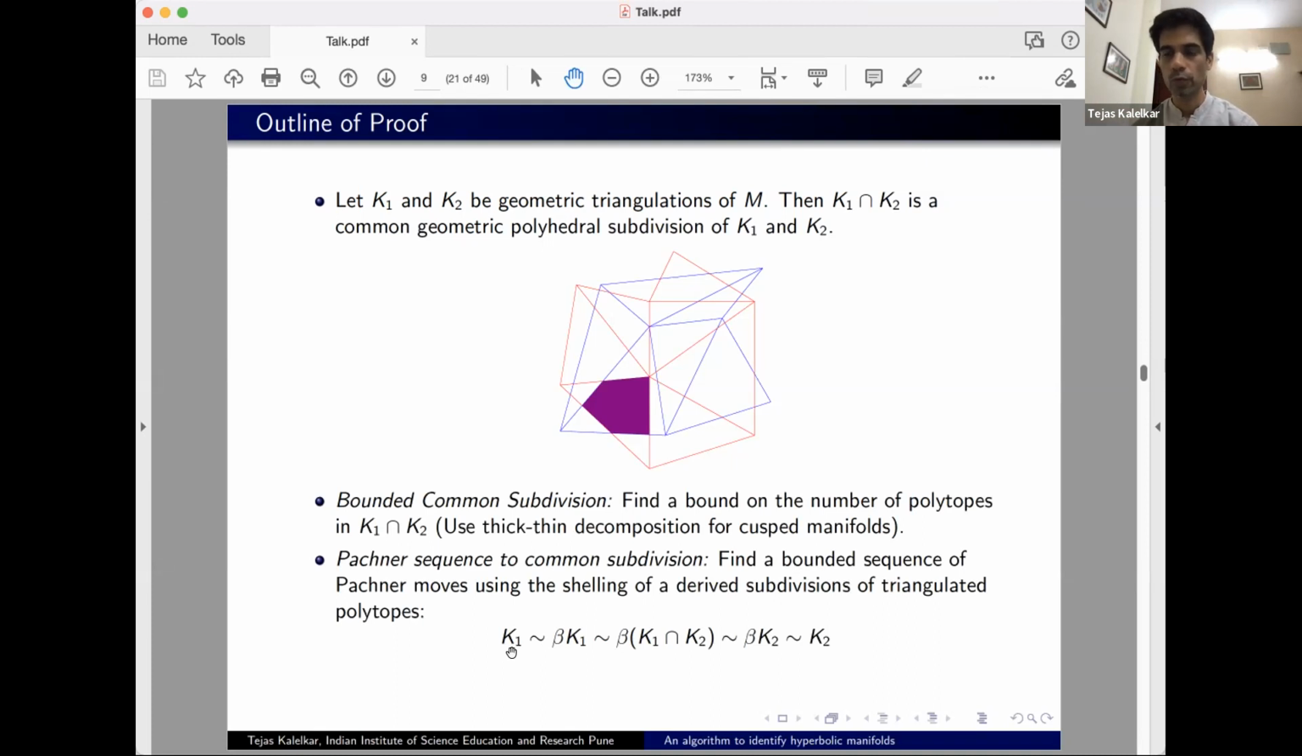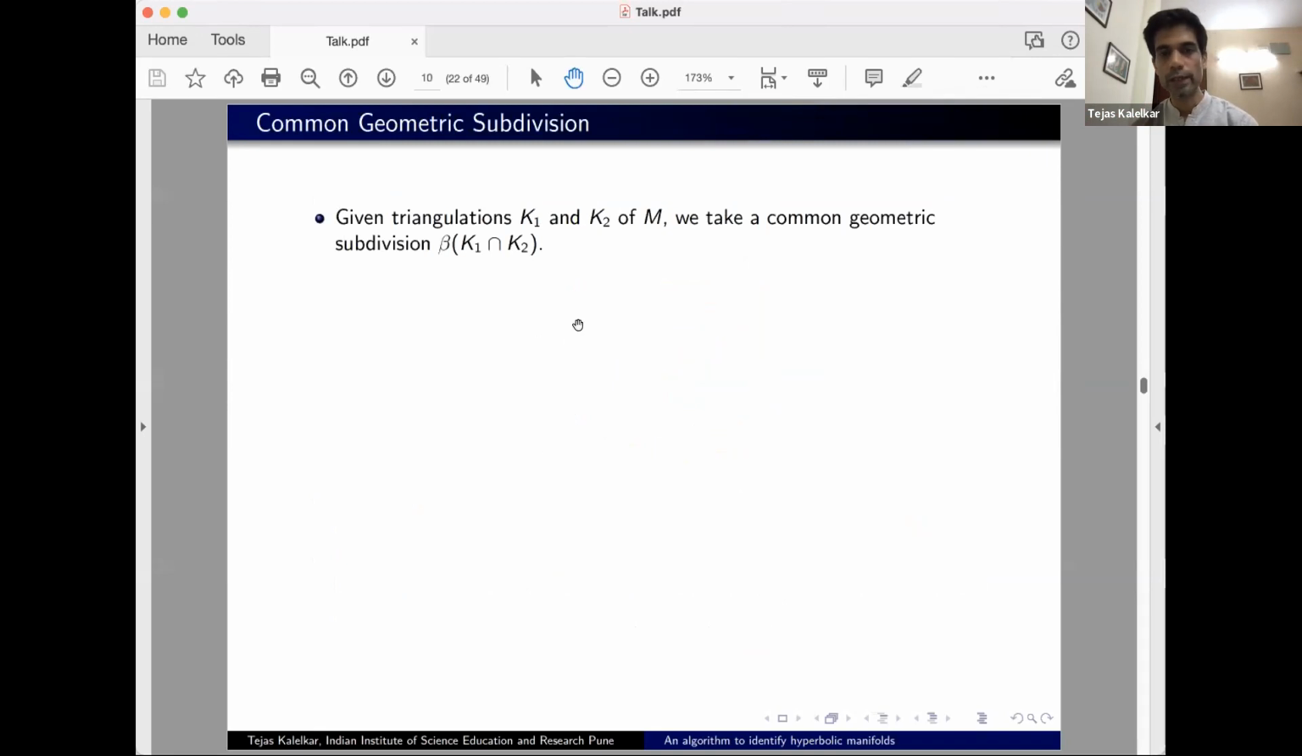So this is what we're going to do. You first come up with a common subdivision with a bounded number of cells, and then you go from K1 to a subdivision, and from K2 to the same subdivision, because it's a common subdivision, you end up with a sequence from K1 to K2. Now, in order to come up with a bounded common subdivision, we start out with K1 and K2. These are triangulations of M.